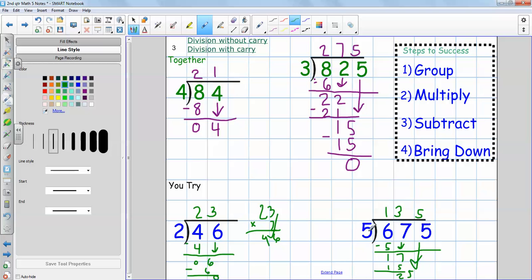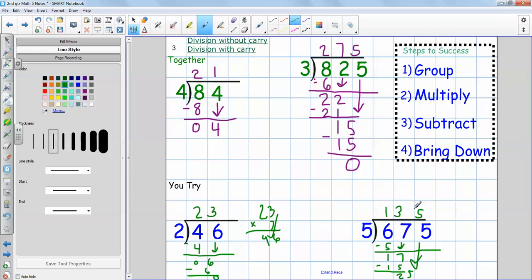All right, and over here, how did I get 135 as my answer? 5 goes into 6 one time. That gives me subtracting 5. 5 goes into 17 3 times, which gives me subtracting 15. And then I end up with 25 down here. So 5 goes into 25 5 times. That's how I end up with 135.